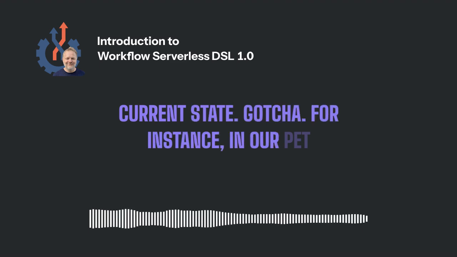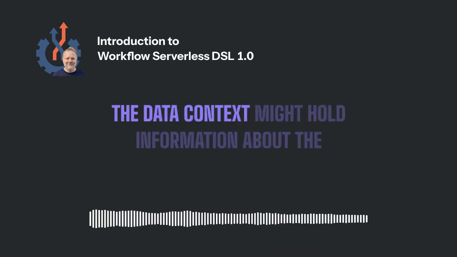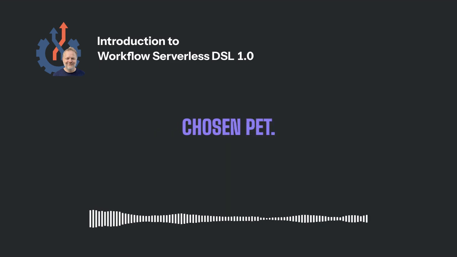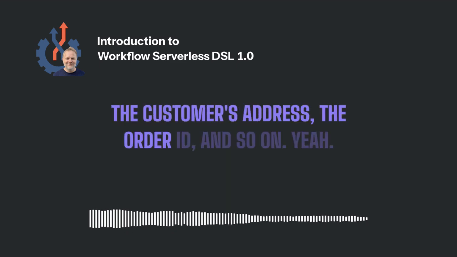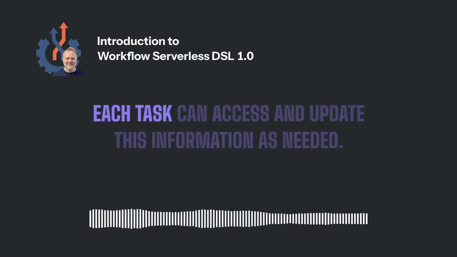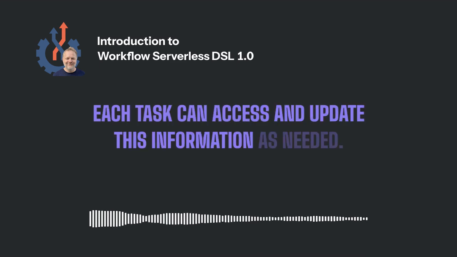Gotcha. For instance, in our pet store example, the data context might hold information about the chosen pet, the customer's address, the order ID, and so on. Each task can access and update this information as needed.